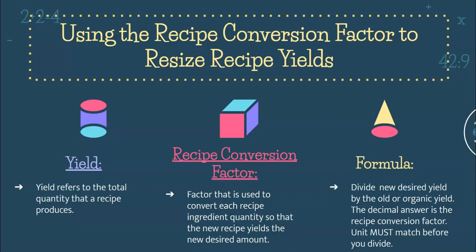So say the recipe makes 4 cups and you wanted to make 72 cups, they match. So it's very easy math to do. But say it makes 4 cups, but you want it to yield 6 gallons. Now you have to convert it to make sure that the units are the same, or it will not work.